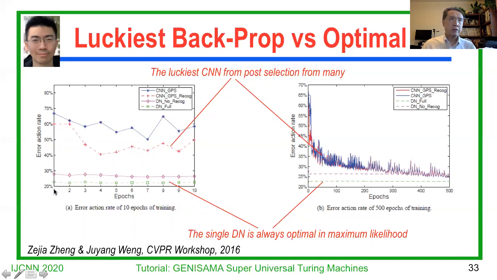This is the first epoch of the data. We are already optimal. The area right there, 6 already there, and they're up there, right? And then if you do more epochs, 100, 200, 300, 400, 500 epochs, still there, all right? We are here. So the luckiest CNN, even with so much training, so many epochs, is still above our optimal. We are optimal at the first one. This is 500, still not there. So a single DN is always optimal in maximum likelihood. If you're interested, maybe read the paper.